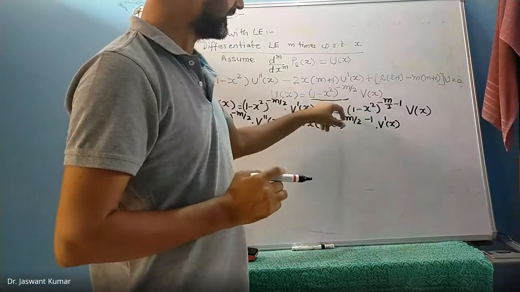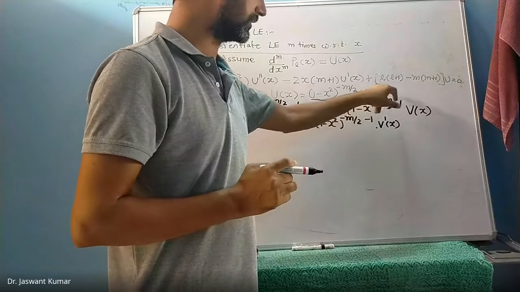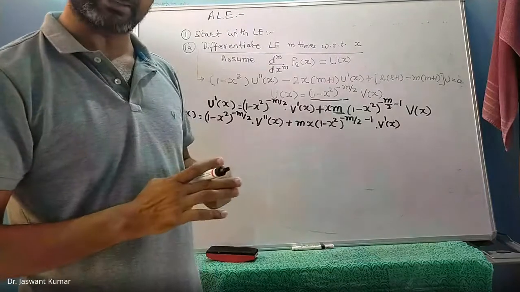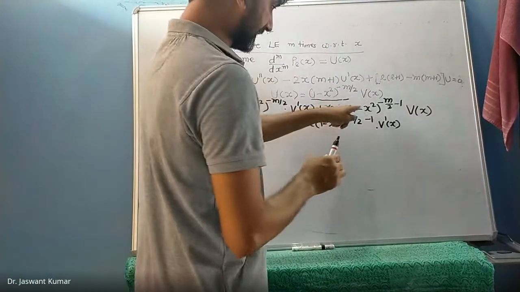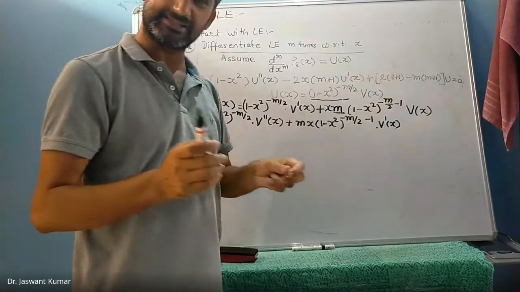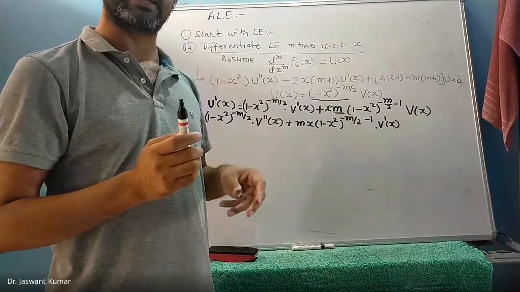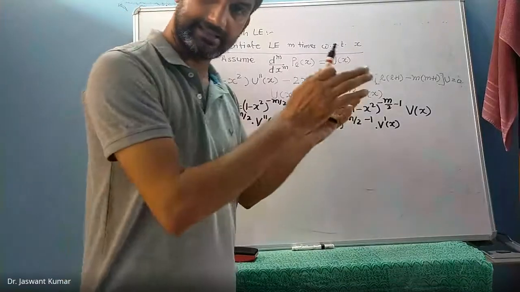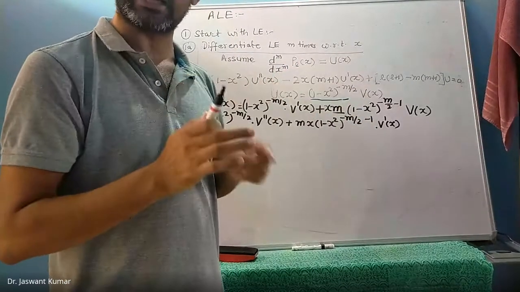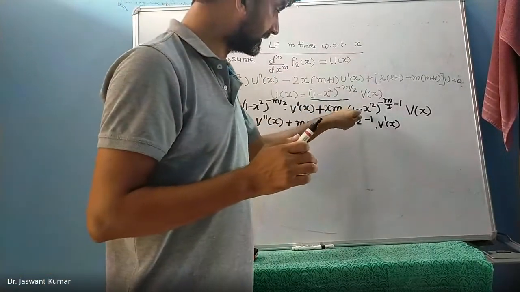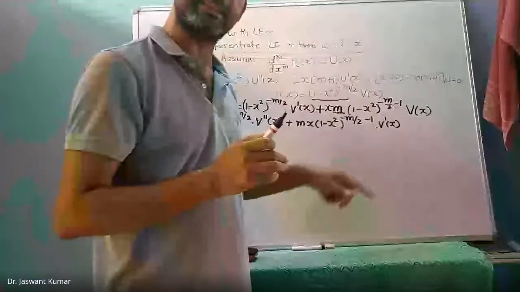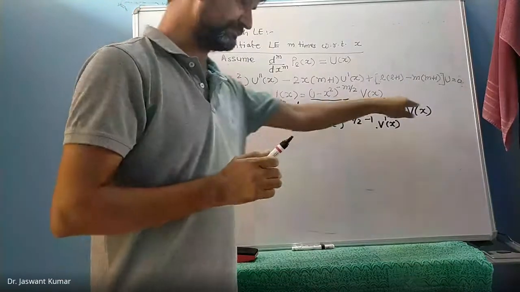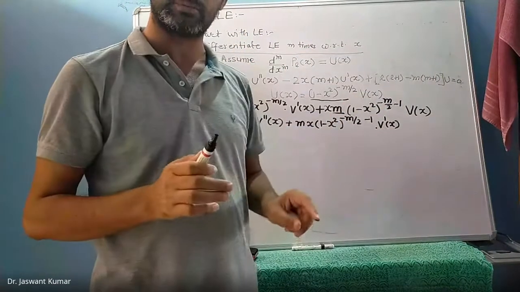The second term is m times x into (1 minus x squared) to the power minus m by 2 minus 1, into v of x. In this particular term, we find that this (1 minus x squared) to the power minus m by 2 minus 1 is already a complicated term. So when we separate into a term-by-term basis, we make this power, minus m by 2 minus 1, as term number 1, and then mx times v of x as term number 2.